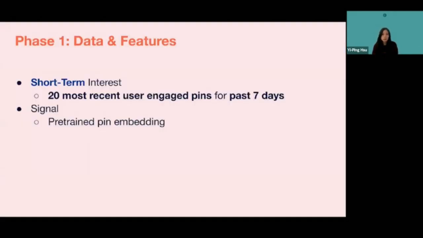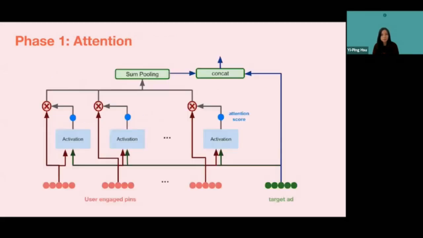In the first phase of this work, we focus on user short-term interest. So we collect user most recent 20 engagement events in the past 7 days. And each event is represented by a pre-trained high-dimensional embedding. This embedding is developed by our science team and has been proven to be very powerful within the company. Now we have embeddings for user engagements and also embedding for target ad. Our first solution is to apply attention mechanism on top of these embeddings.